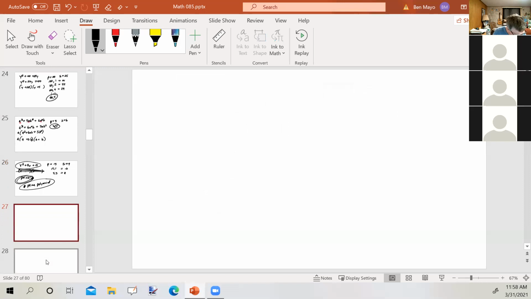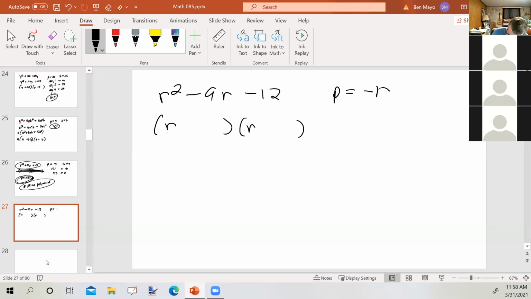Let's take a look at another one here. R squared minus 9R minus 12. We have a trinomial in standard form in terms of the variable R. There's no greatest common factor we can take out, and the leading coefficient is a positive 1. So we'll break it apart with an R, and the product is negative 12, and the sum is negative 9. To get a negative product, we need a positive number and a negative number. To get a negative sum, the negative number would have to be the larger of the two.